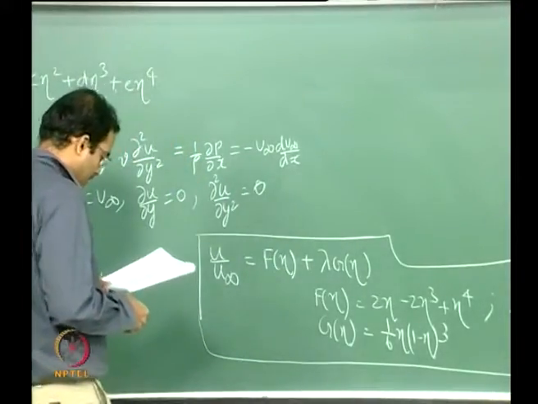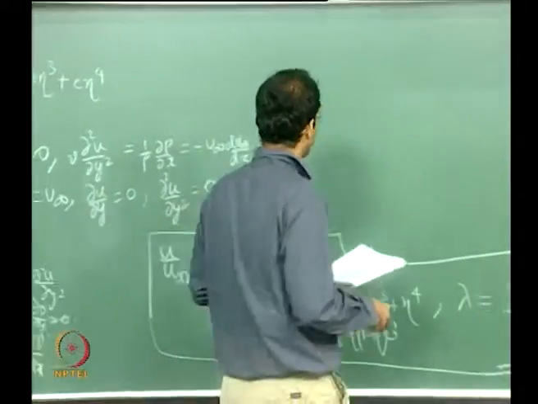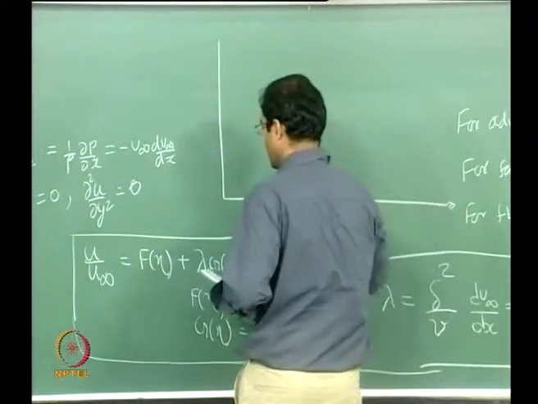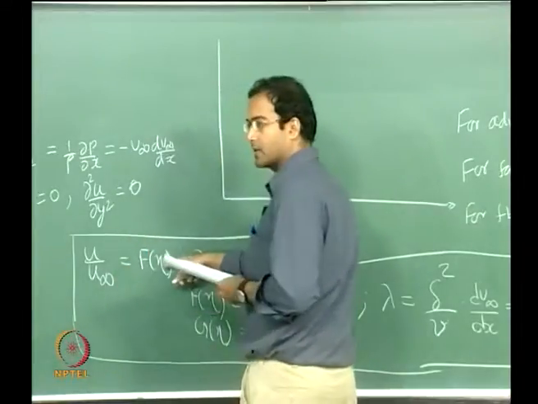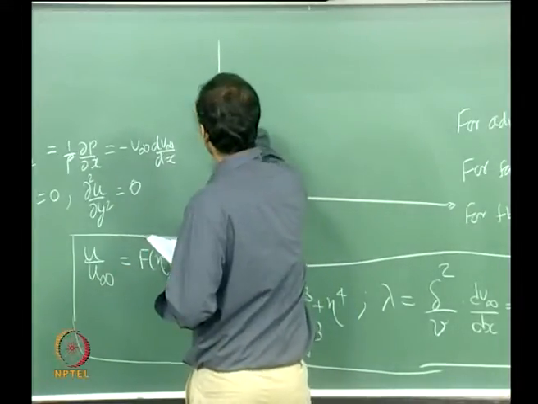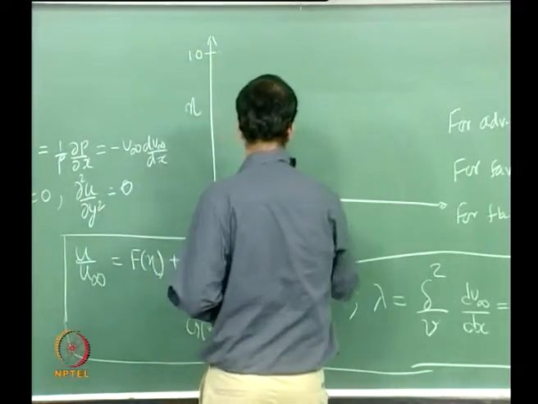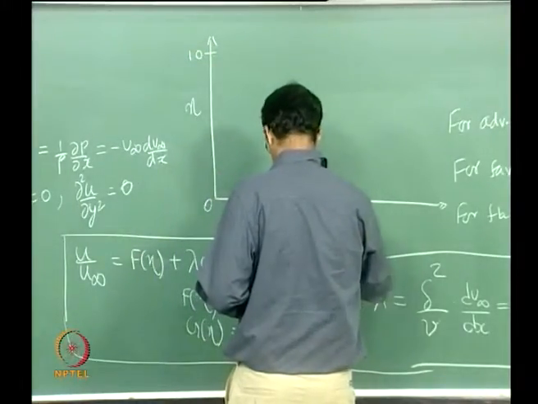Now so this is how you get it. Now you can also plot the value of u by u infinity as a function of eta. Okay. So eta along the y axis, so eta varies from 0 and 1, and same thing with u by u infinity.